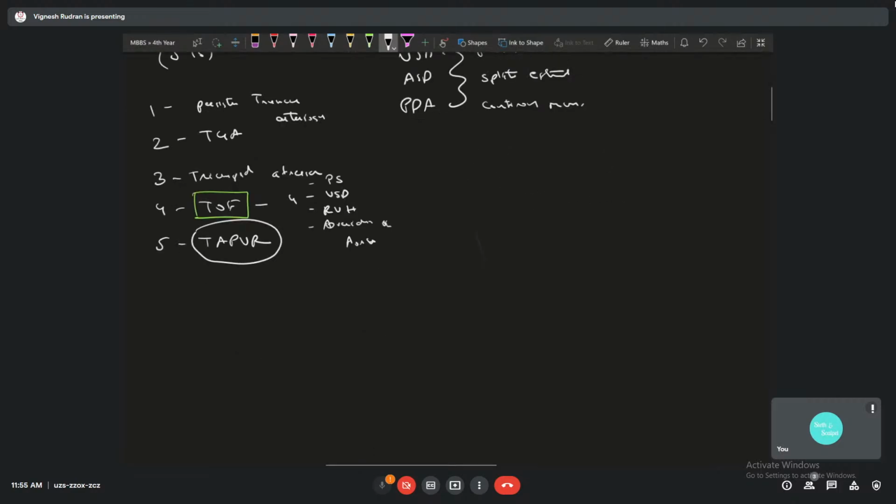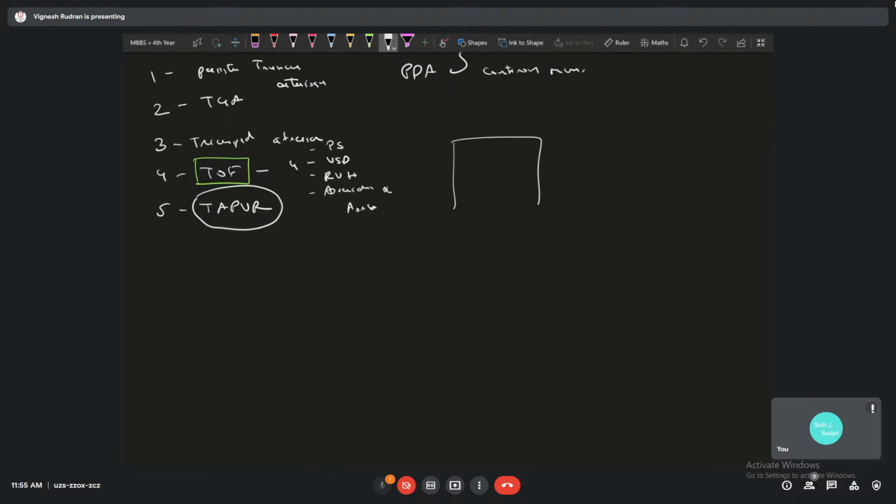For all of these, it's very simple. You just draw one box like this. So you have your right atrium, right ventricle, left ventricle. Your VSD is, this is your ventricular septum, right? You have a hole over here. This is your VSD. You have a hole over here. This is your ASD.